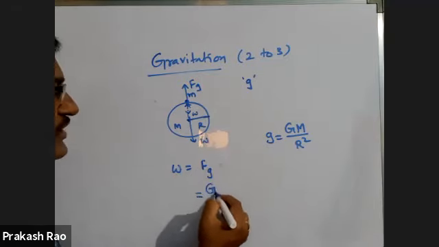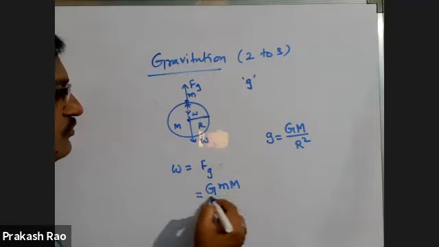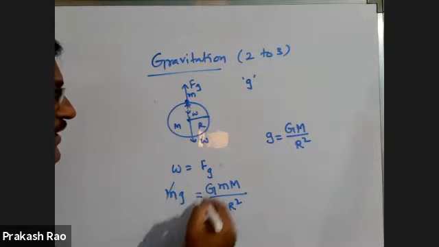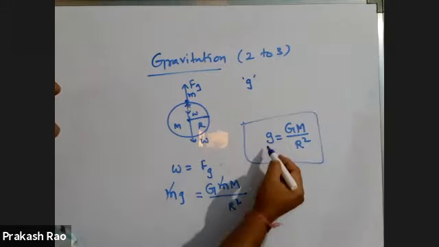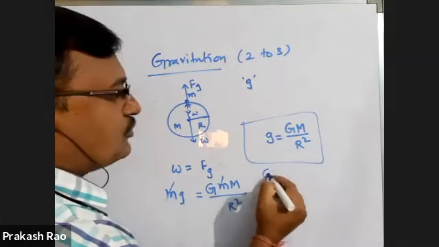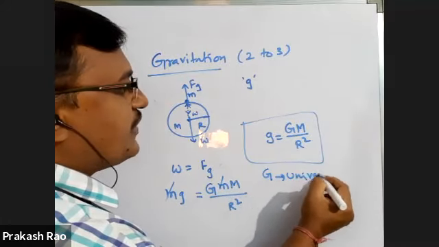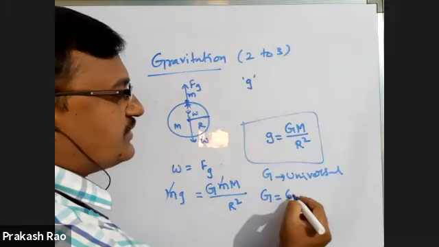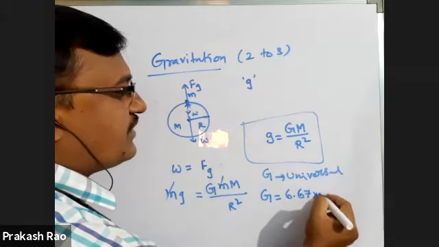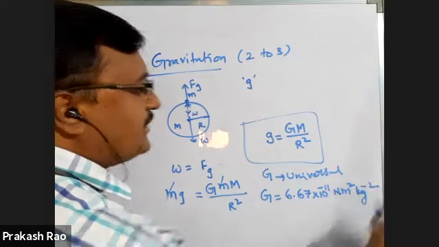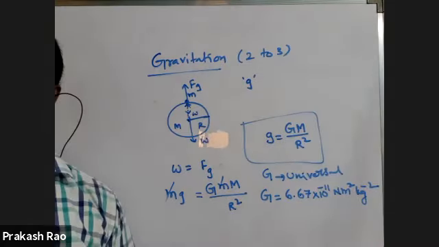Gravitational force between the two objects is G M1 M2 by distance square, and this is equal to mg. m and m cancel, so finally you are getting small g is equal to capital G capital M by R square. Here capital G, you know that it is called the universal gravitational constant. You know its value. The value of universal gravitational constant is 6.67 into 10 power minus 11 Newton meter square kg power of minus 2. You know this value, my dear students.